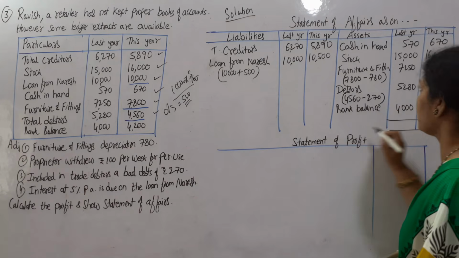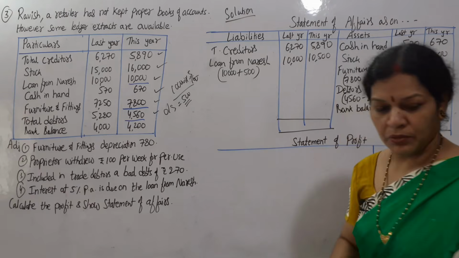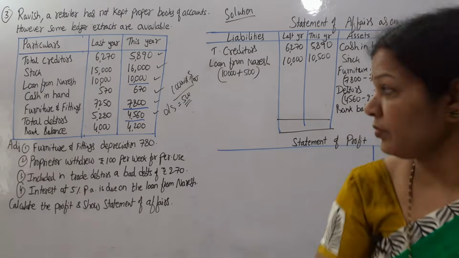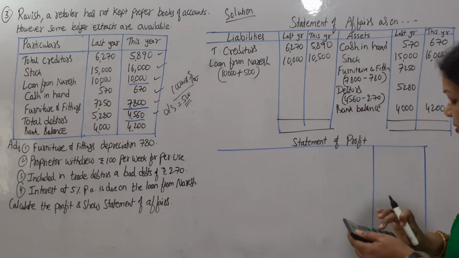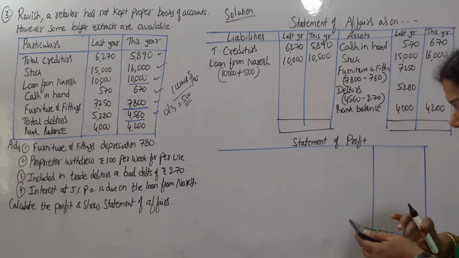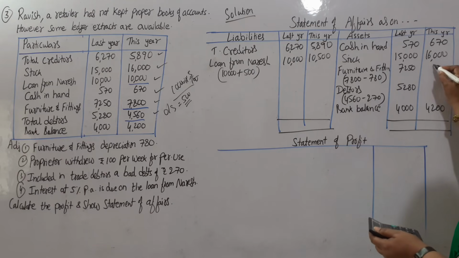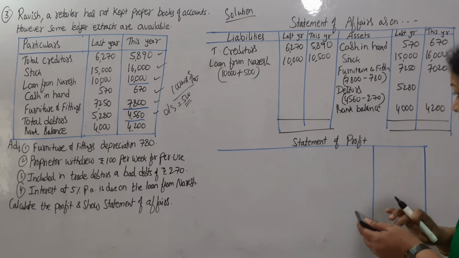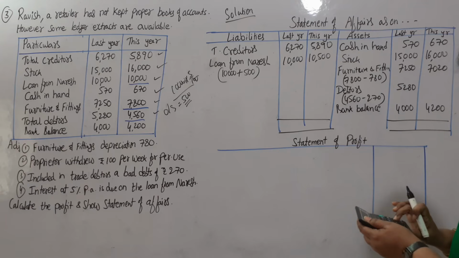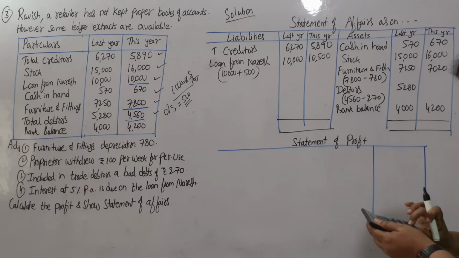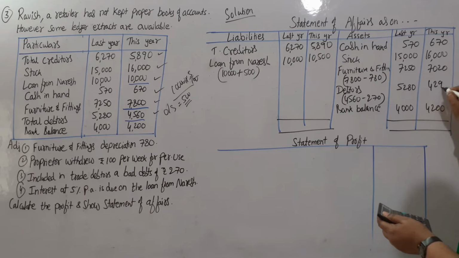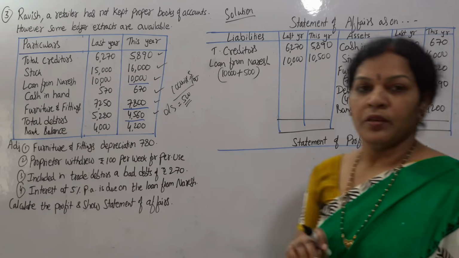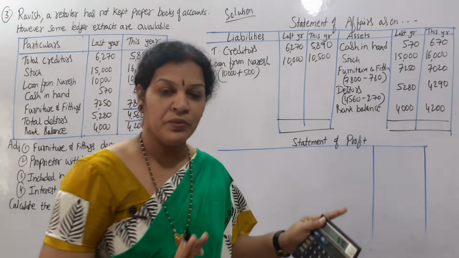Now what will we do? We'll close this. We'll do the calculations now. First we'll see 7,800 minus 780, that is 7,020. And this one, 4,560 minus 270, that is 4,290. We have written everything, we just need to close.